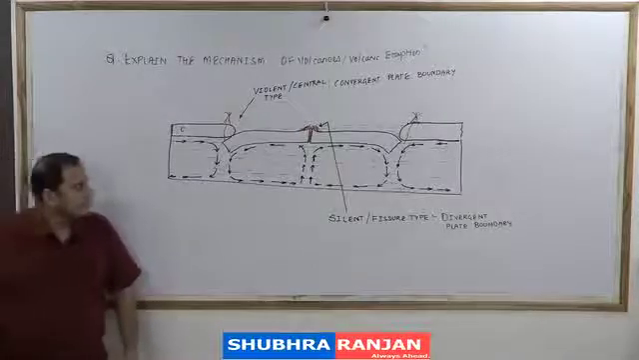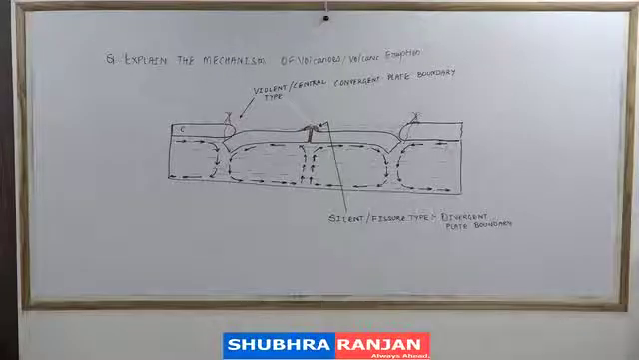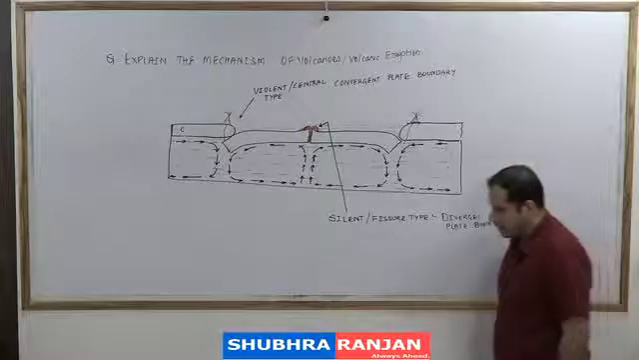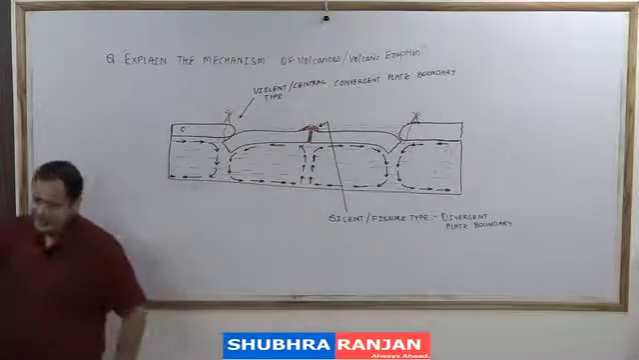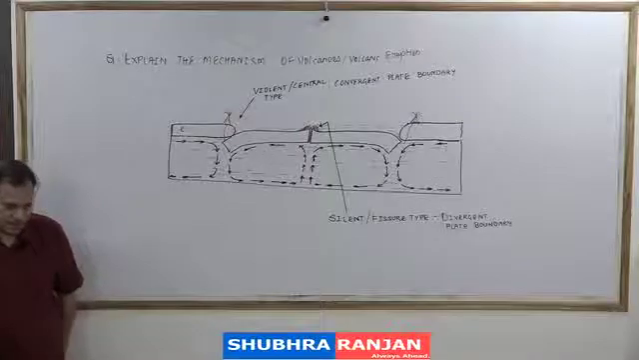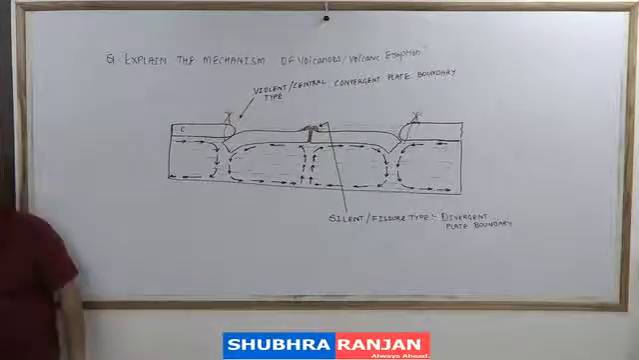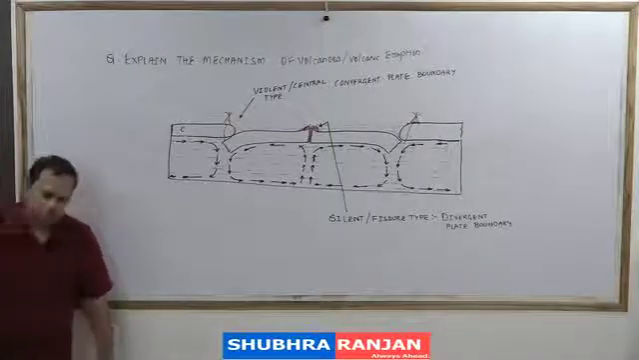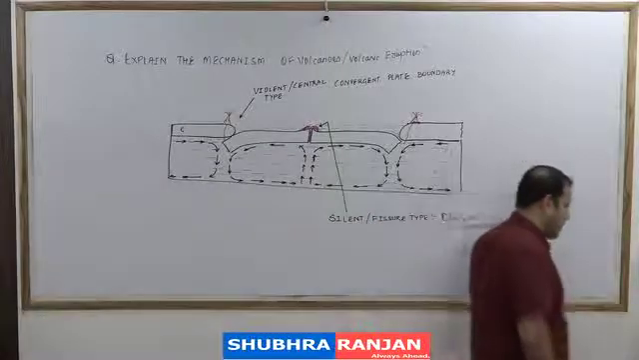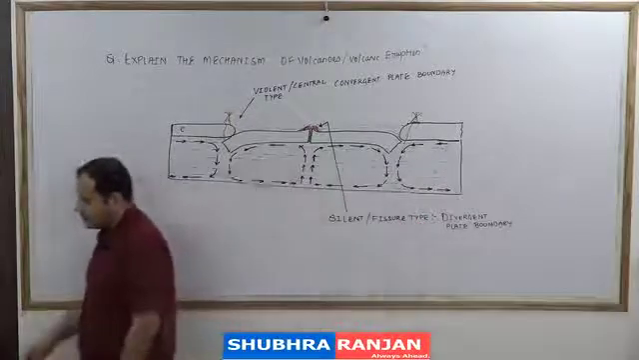Next, fissure type of eruption. This type of eruption is either associated with divergent plate boundaries or faults and fractures on the Earth's crust.